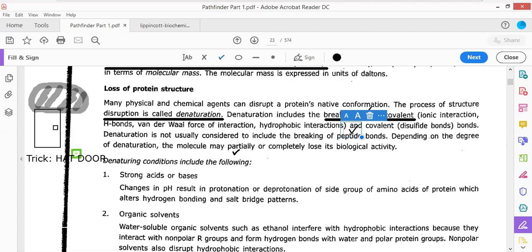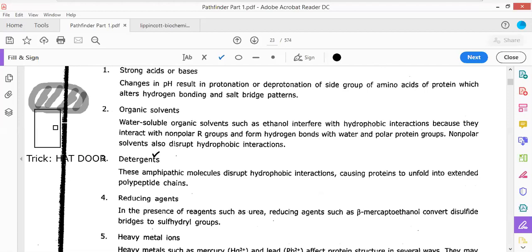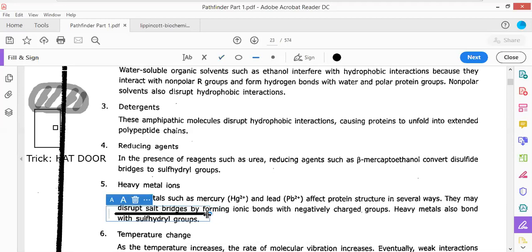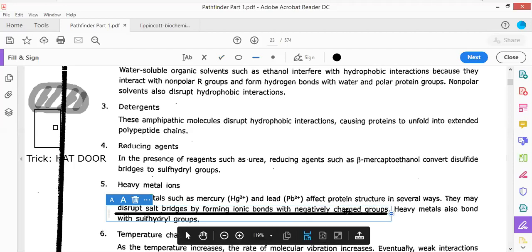Depending upon the degree of denaturation, the molecule may partially or completely lose its biological activity. That depends upon the molecule. It may completely denature or it may lose its biological activity forever. Now, what happens in the case of a strong acid and base? You can also remember this by HATDOR. So let us go with heavy metal ion first. Now see this. This is heavy metal ion. Now, what is going to happen with the heavy metal ions? These are the ones that will disrupt salt bridges. Heavy metal ions disrupt salt bridges formed by ionic bonds with negatively charged groups.